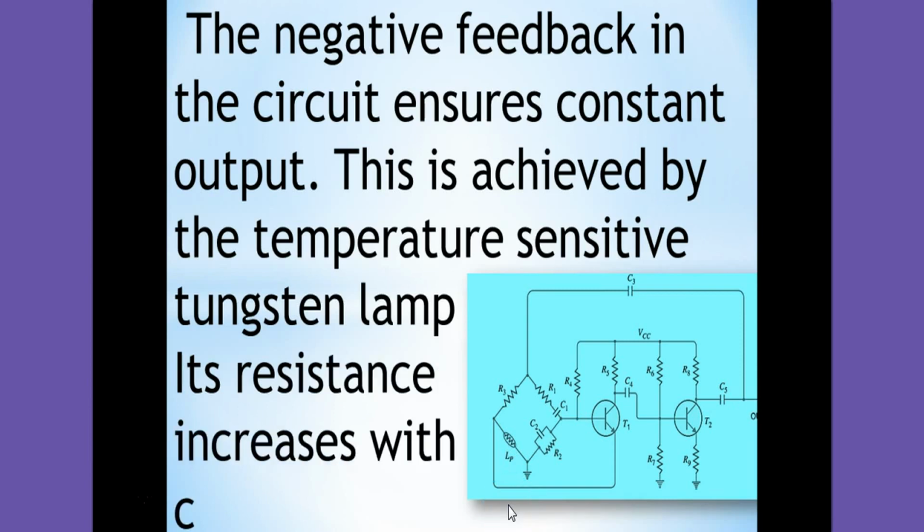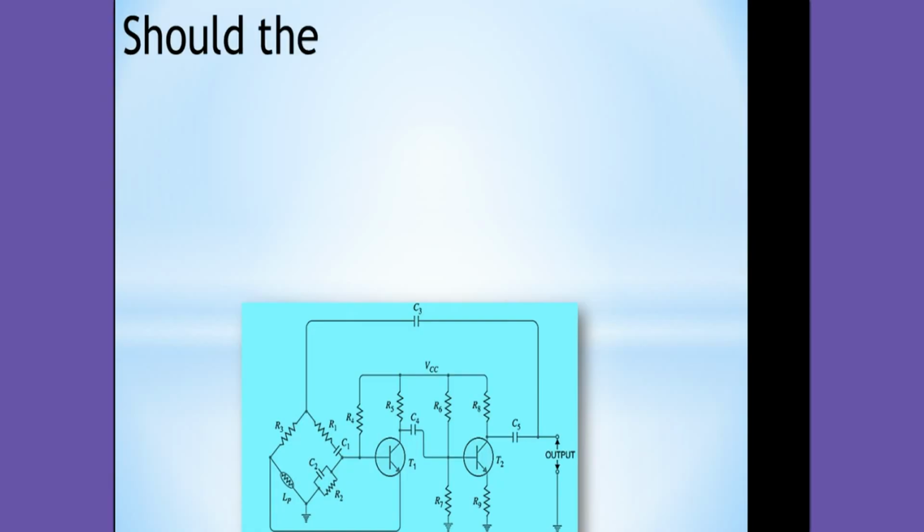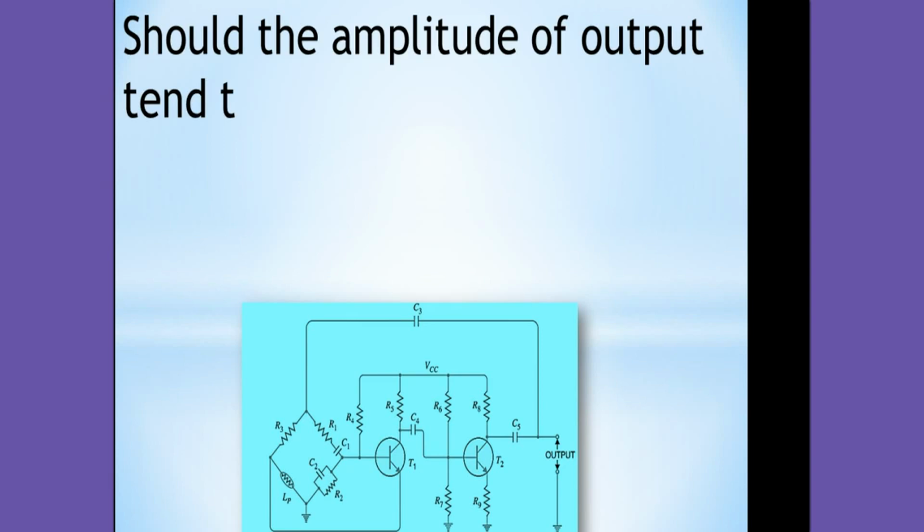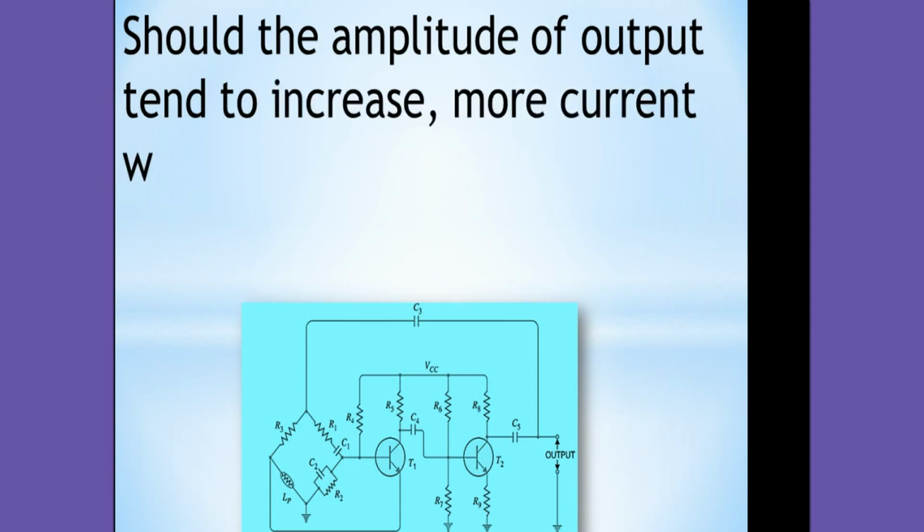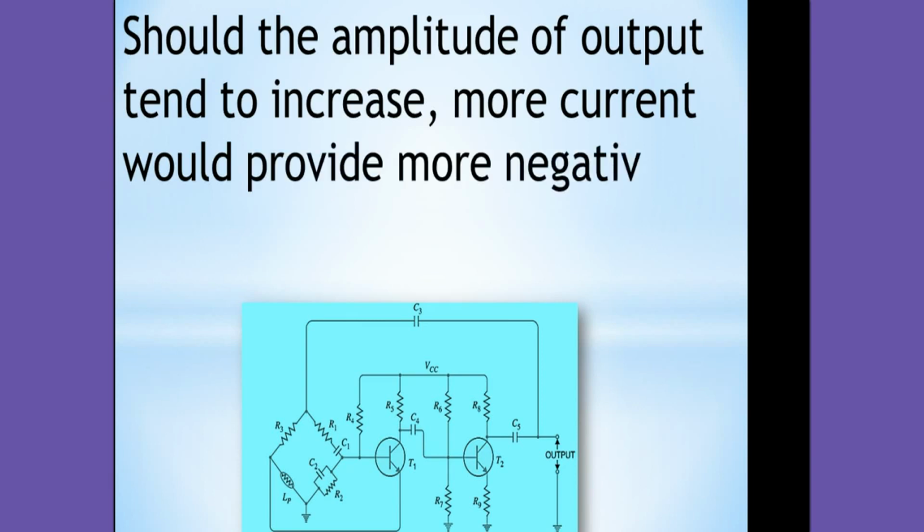Wien bridge oscillator is used for generating the oscillations. Okay. This is a very low frequency. This is a medium frequency. This is very high frequency. Wien bridge oscillator is generally used at the lower side of the frequencies.